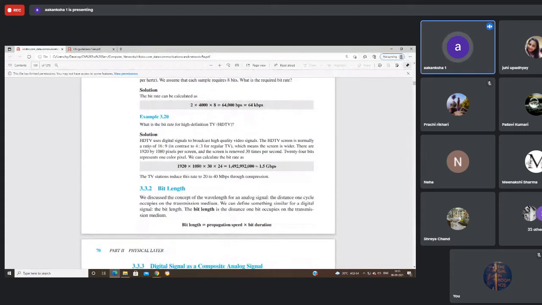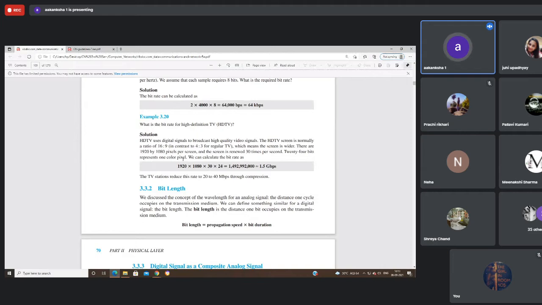Another example: if you have a high definition TV, how much bit rate will you require? We assume that a high definition TV screen is normally of 16:9 ratio, and it has a resolution of 1920 by 1080 pixels per screen. And the screen is renewed 30 times per second.